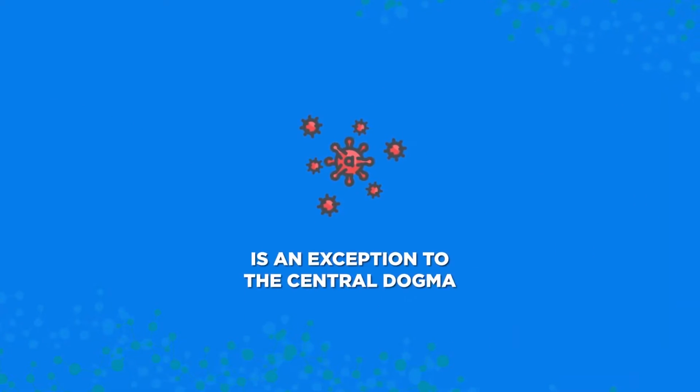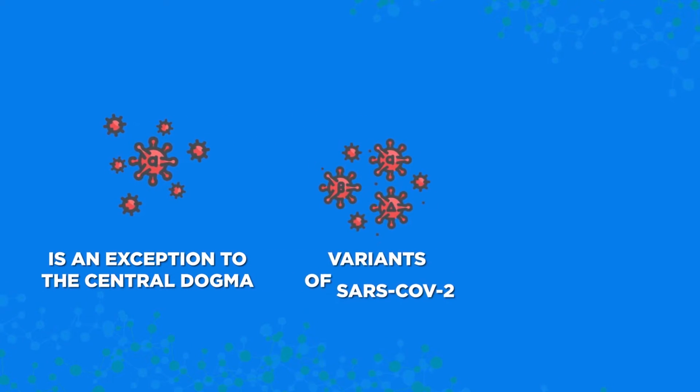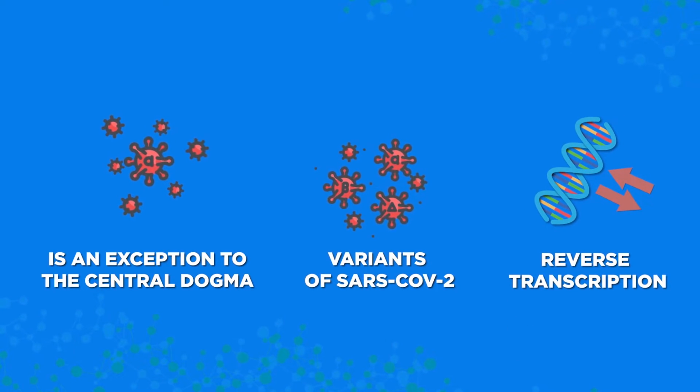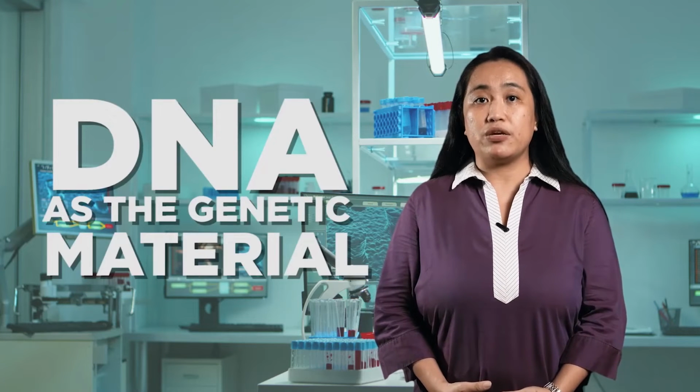We will also discuss how SARS-CoV-2 is actually an exception to the central dogma, and what it means to have many variants of SARS-CoV-2, and how reverse transcription plays an important role in diagnosing COVID-19. But first, let's review what it means to have DNA as the genetic material.